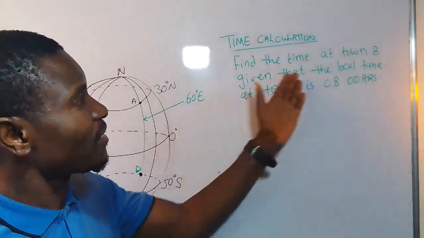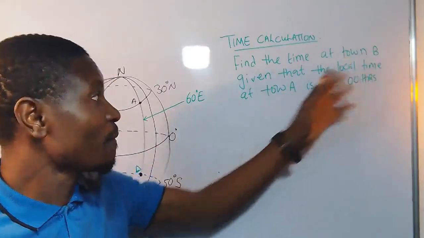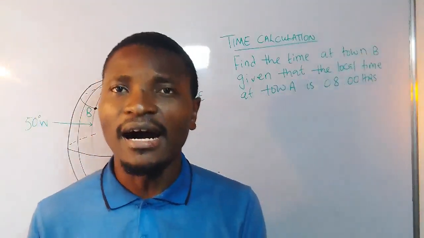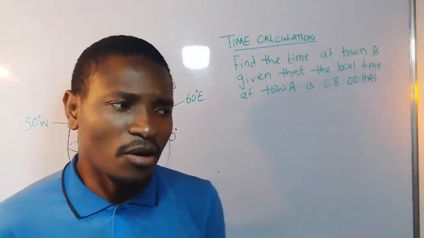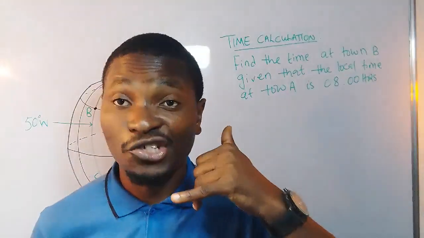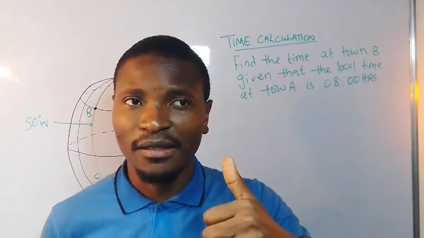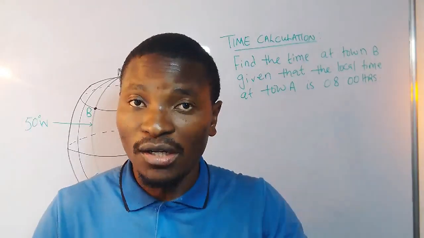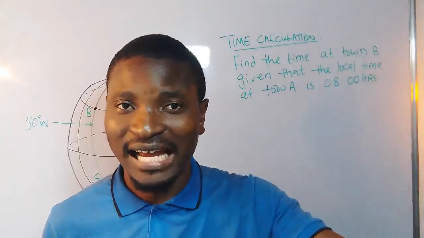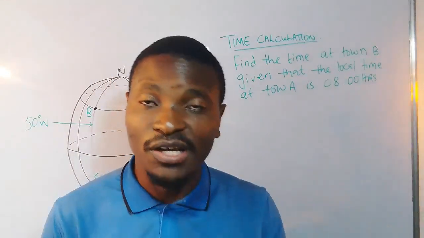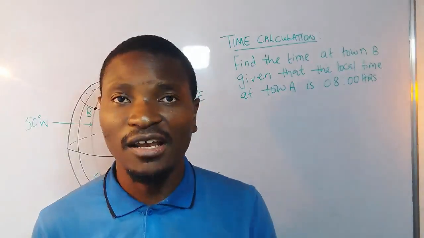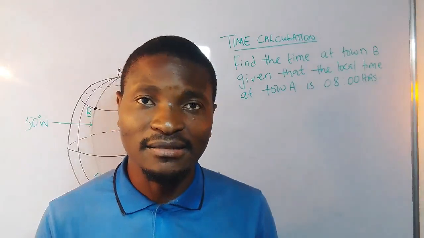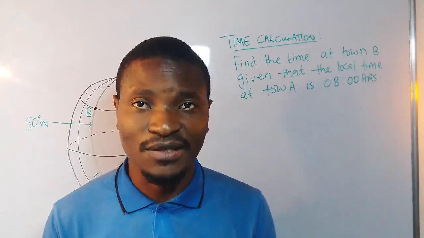Now we are saying, find the time at town B, given that the local time at town A is 08 hours. So when you call someone in China, for example, and you ask them what the time is there, they are going to tell you that the time here in China is maybe 15 hours or maybe 12 hours or anything, but there is a huge difference.